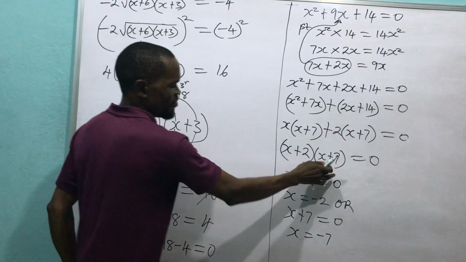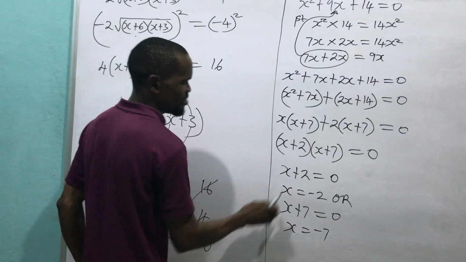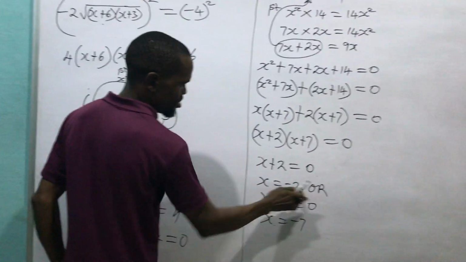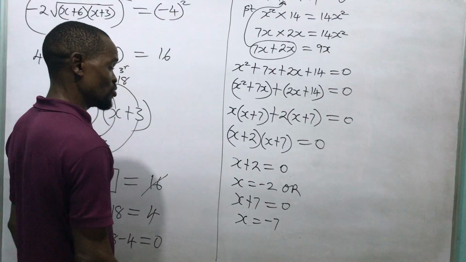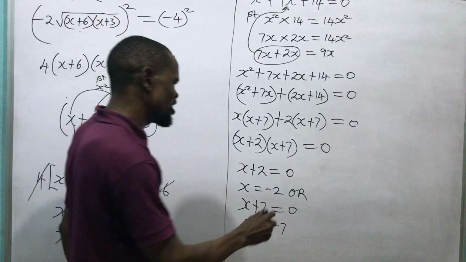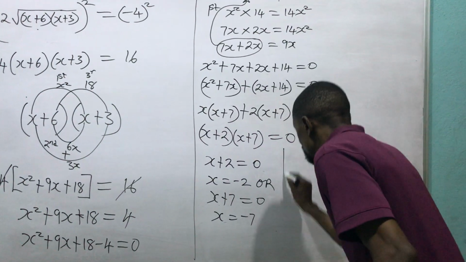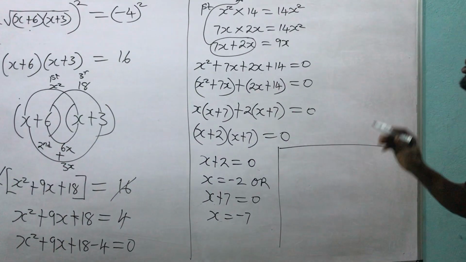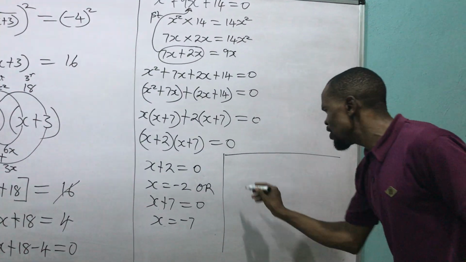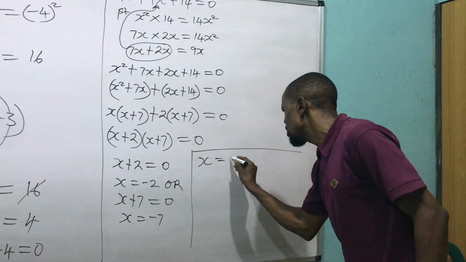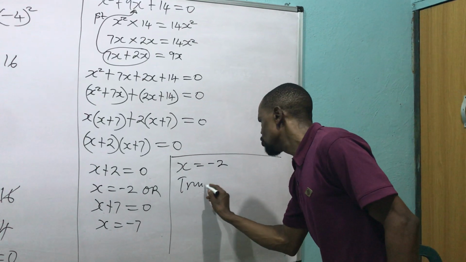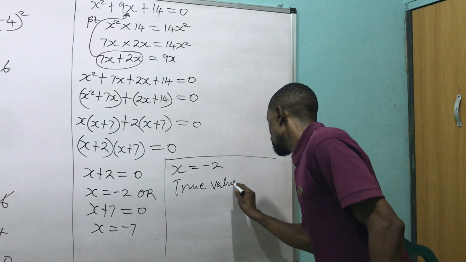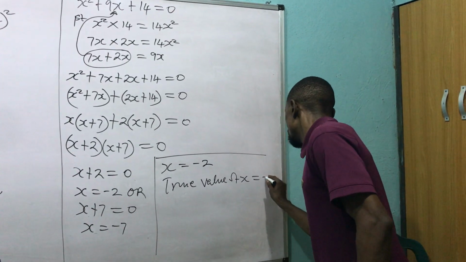He said for these two of them to multiply themselves and the answer is 0, it means that either this one, you are the 0, this becomes minus 2, or you are the 0, this becomes minus what? 7. Then let us take our answer. The answer now, the true answer, if they ask us the true value of x, the true value of x is equal to what? Minus 2. That's the true value of x. X is equal to minus 2.